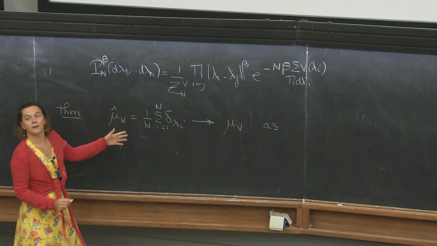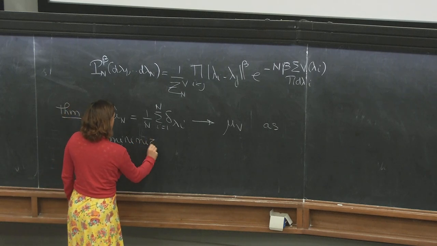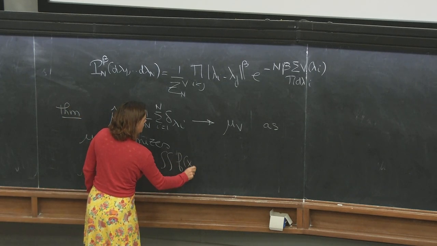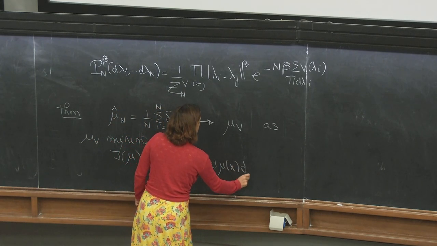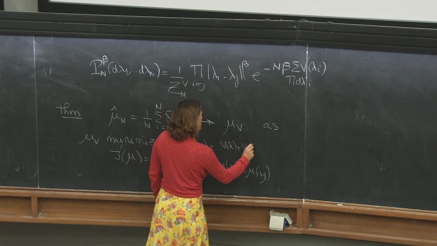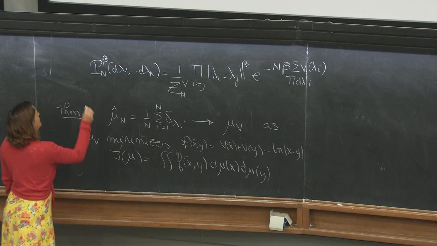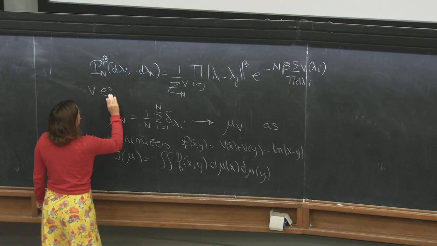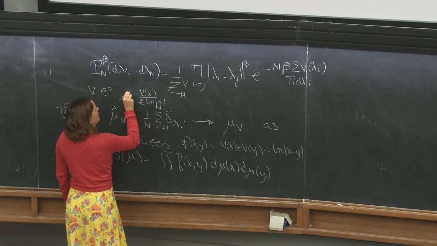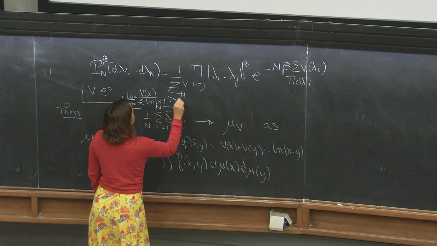And the characterization of the equilibrium measure is that mu_V minimizes the following functional on the space of measures, which is the integral of f(x,y) d mu(x) d mu(y), where f(x,y) is V(x) plus V(y) minus the log of |x minus y|. Okay, and for this I needed to have some assumption, which is that V is continuous, and actually not bounded, it's going to infinity faster than 2 log x. So that's the hypothesis we need to do that.